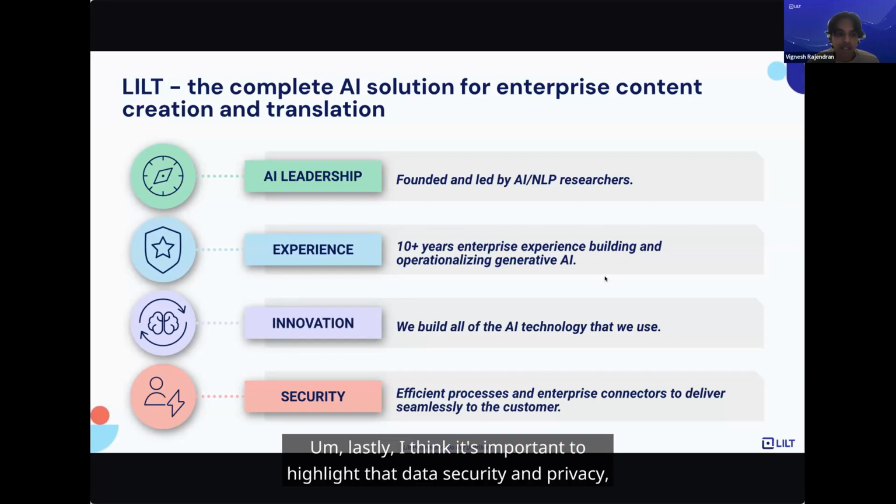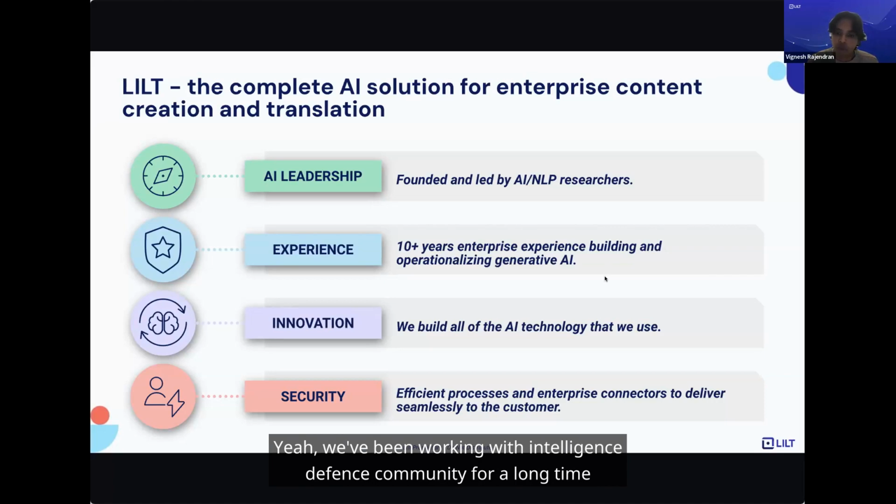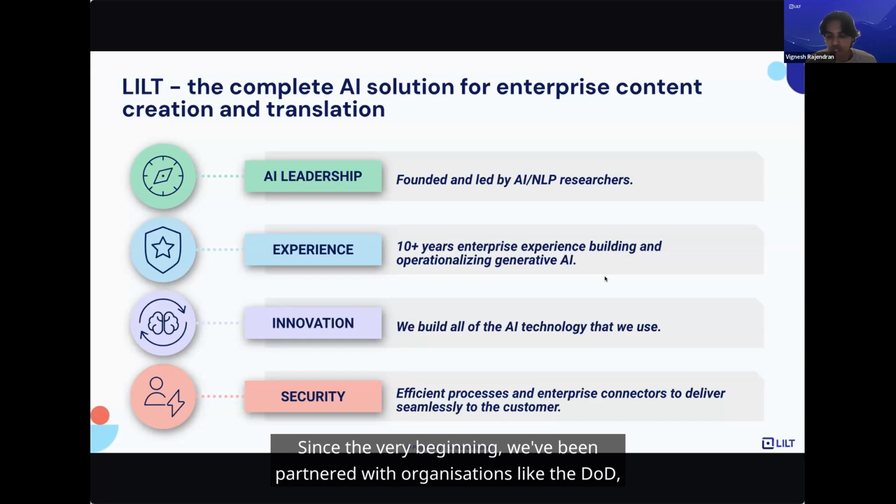Lastly, I think it's important to highlight that data security and privacy is a natural next question in AI. It's the second order question that we have here. We've been working with the intelligence and defense community for a long time and are able to meet the strictest of customer data protocols as a result. Since the very beginning, we've been partnered with organizations like the DoD, DOJ, Air Force, UK law enforcement agencies, NWS, et cetera.